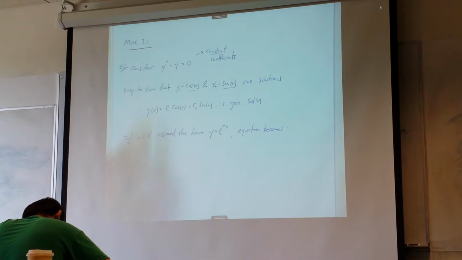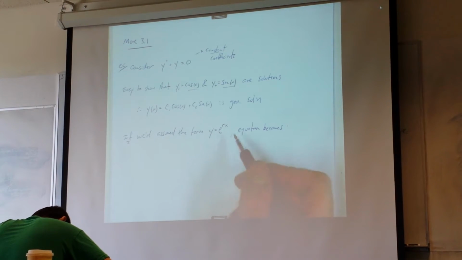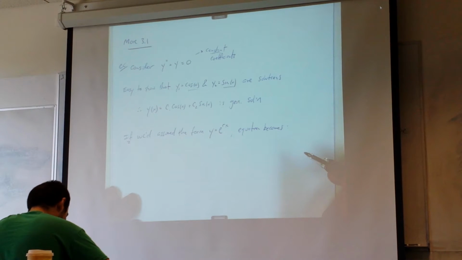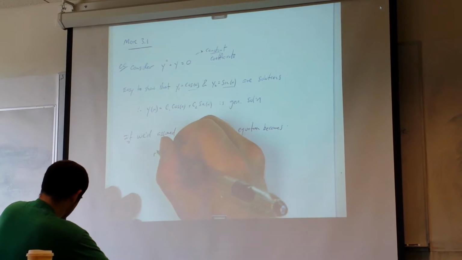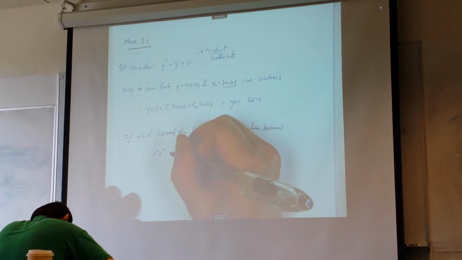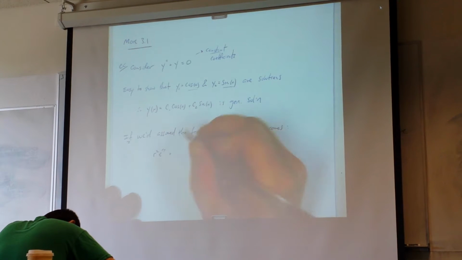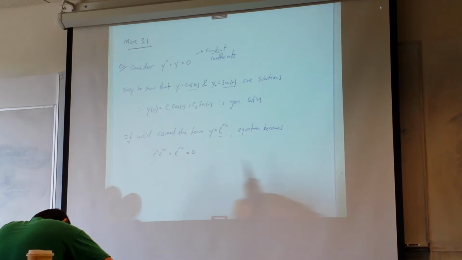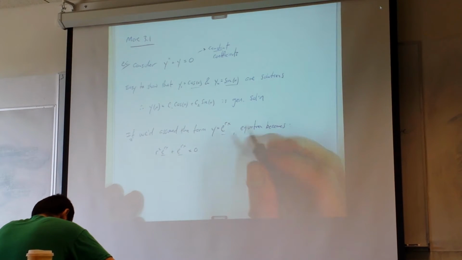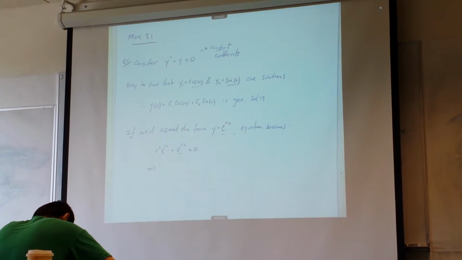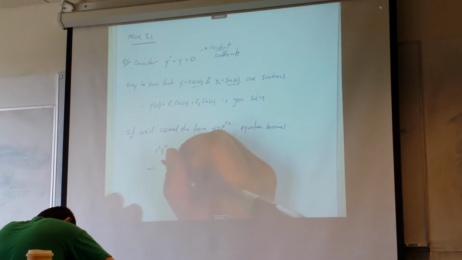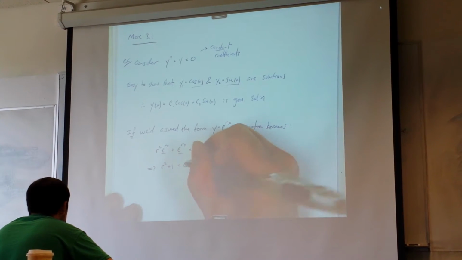Y double prime, and what's the second derivative of that? R squared e to the rx. So if I put all of that in there, plus y, and y is just e to the rx, equals 0. And the e to the rx never goes away, and of course it never equals 0. So this is totally equivalent to the equation r squared plus 1 equals 0.